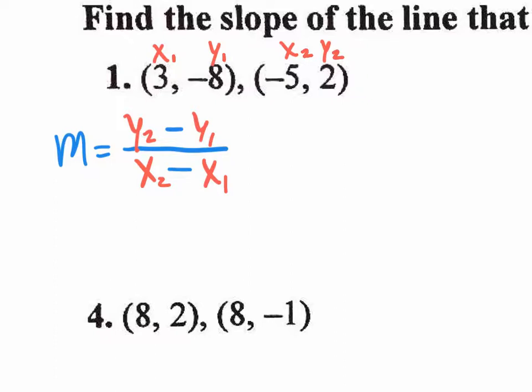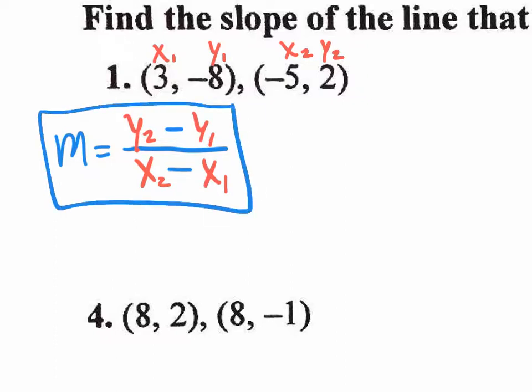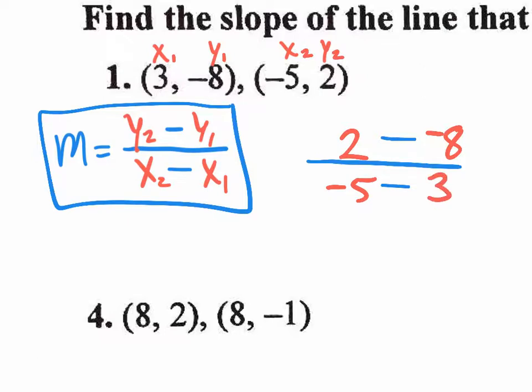So if you don't have this memorized already, please write it down on every problem until you have it memorized. Once you have it memorized, then you could just jump right into the division bar, the subtractions, and then plugging in your values. y2 is 2, y1 is -8, x2 is -5, x1 is 3. Change the minus minus to plus plus. You end up with 10 divided by -8.